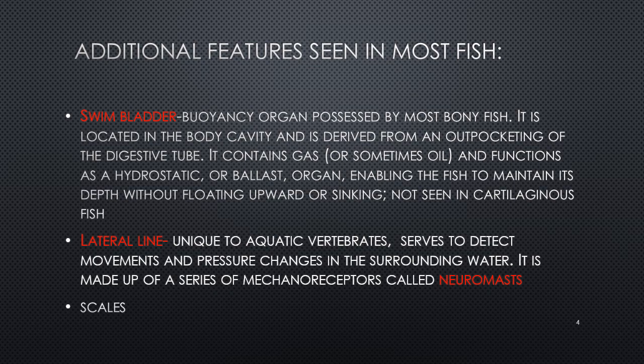The other thing that's present is a lateral line, and that's unique to, again, aquatic vertebrates. What that does is it serves to detect movement and pressure changes in the surrounding water. And so it has a series of mechanoreceptors called neuromasts, and that allows the fish to be responsive to its surroundings. So just kind of like an extrasensory type of organ. And then, of course, scales. Many fish have scales. It's sort of like an extra protective coating to protect its body. So those are just some additional features seen in most fish.